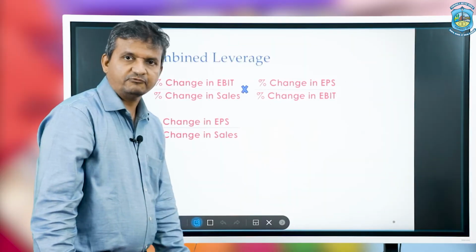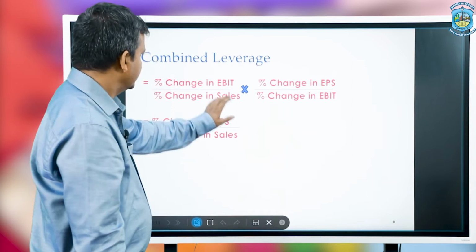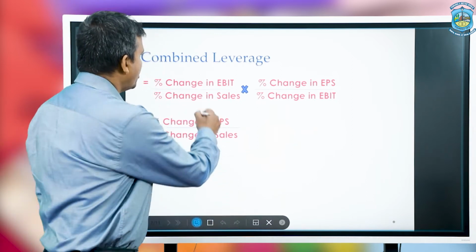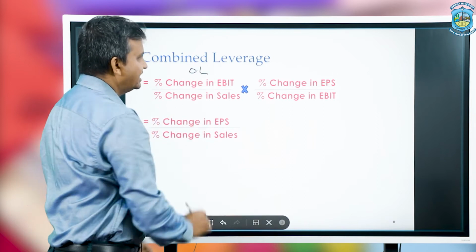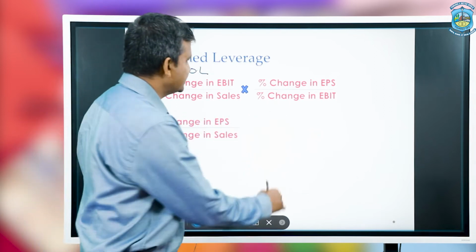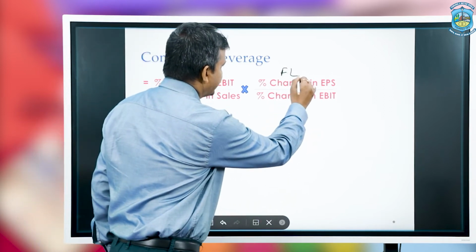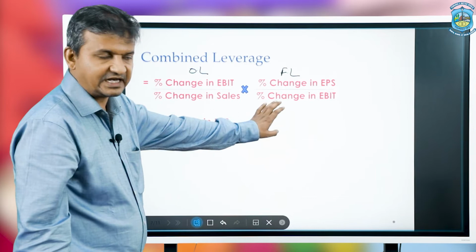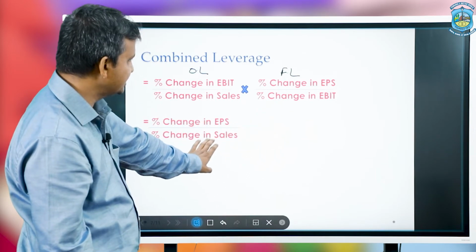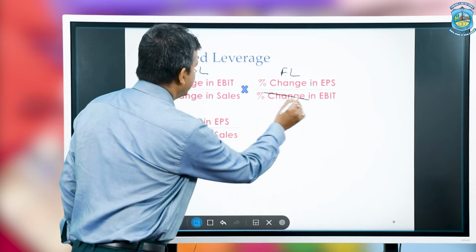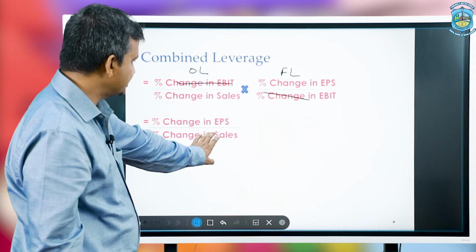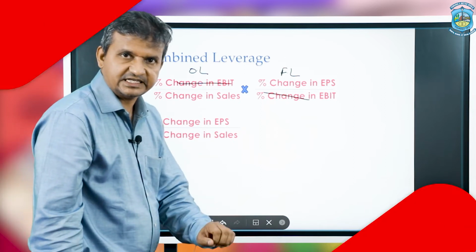Another formula for calculating combined leverage is percentage change in EBIT divided by percentage change in sales. This is nothing but operating leverage. And percentage change in EPS divided by percentage change in EBIT is nothing but financial leverage. Again, operating leverage multiplied by financial leverage, we arrive at percentage change in EPS divided by percentage change in sales. These two get cut off. So combined leverage can also be defined as percentage change in EPS divided by percentage change in sales.